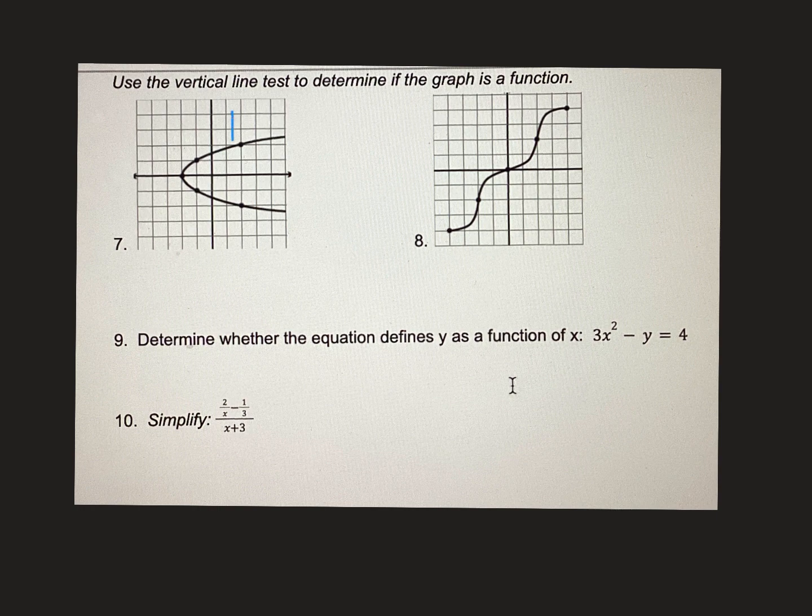Vertical line test. If I draw a vertical line right through there, obviously it hits the graph more than once. That is not a function. But no. The second one, no matter where I draw a vertical line here, it looks good, so that is a function. I'm going to say yes.